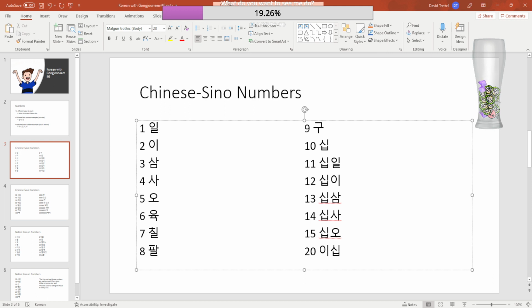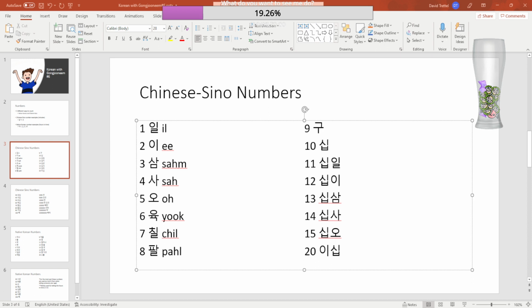Okay. When we look at the Chinese Sino, again, because it's easier, we're going to cover these first. We've got one, which is il. It's like a shorter version, almost just like il. Two, we've got i. Then we've got sam, sa, o. Then we've got yuk, chil, and then pal.